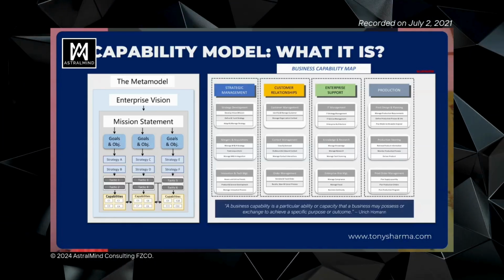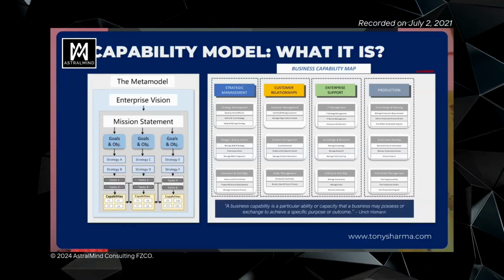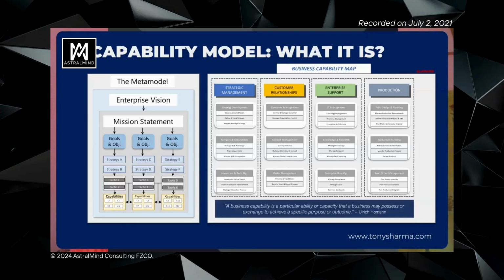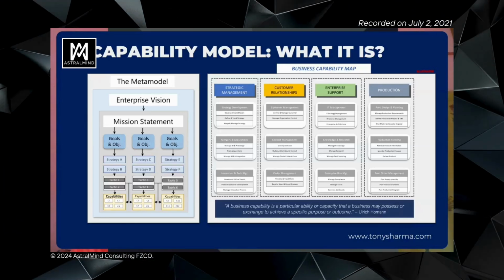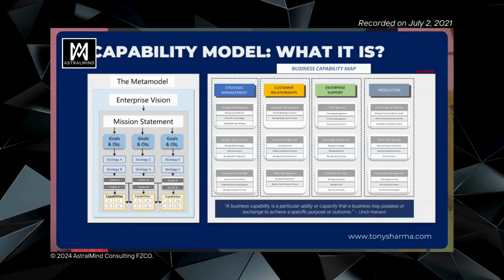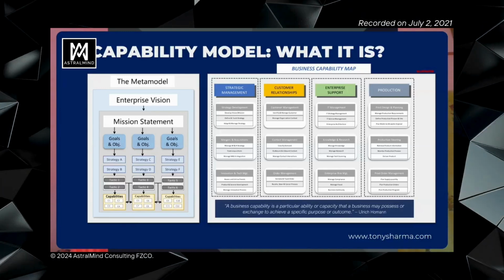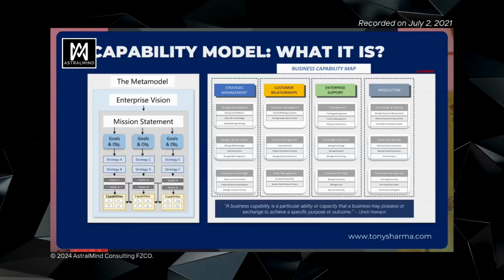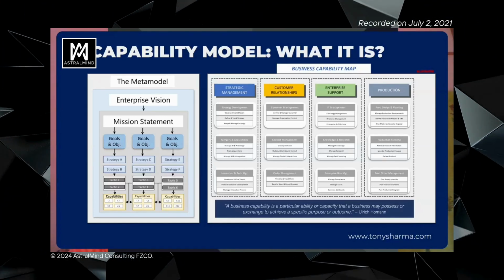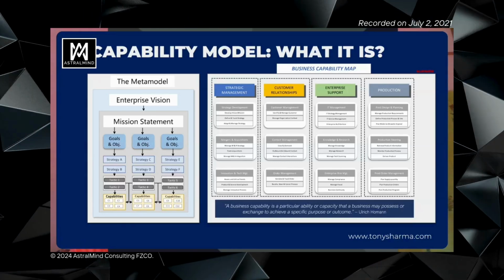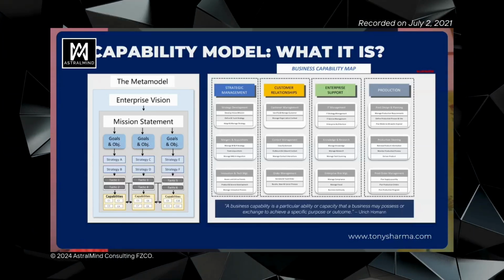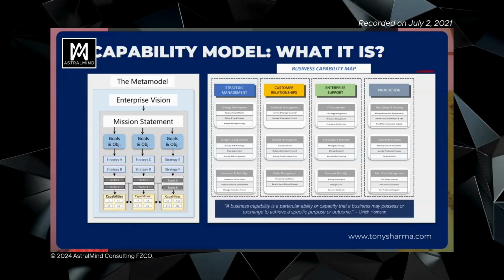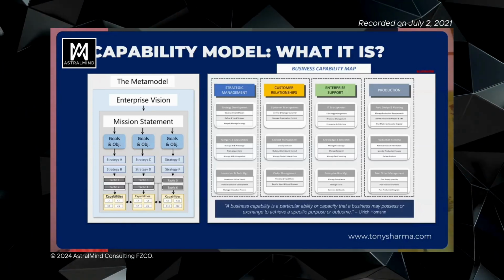Now on the right hand side, what you see is called a business capability map. So you have different processes. In very general terms, these processes are basically business capabilities at a very macro level. If I say procurement, it's a business capability. You might have processes of issuing a PO, invoice processing, blocking an order, or strategic sourcing under procurement.